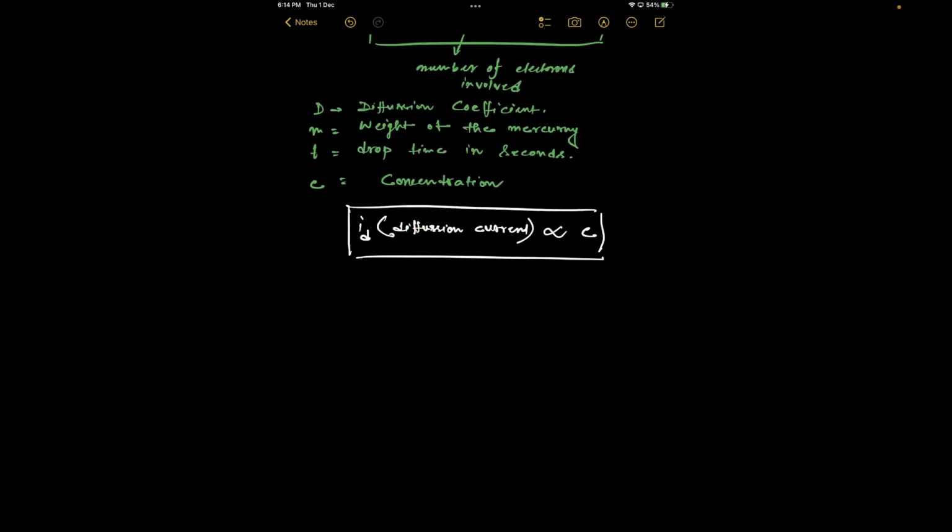So first, ID equals 300 microampere when the concentration is C mole per liter. Now the diffusion current increases to 900 microampere when we increase the concentration of the substance by 0.1 mole per liter. Before it was C, then we are increasing by 0.1. So now the concentration is C plus 0.1 mole per liter, right?